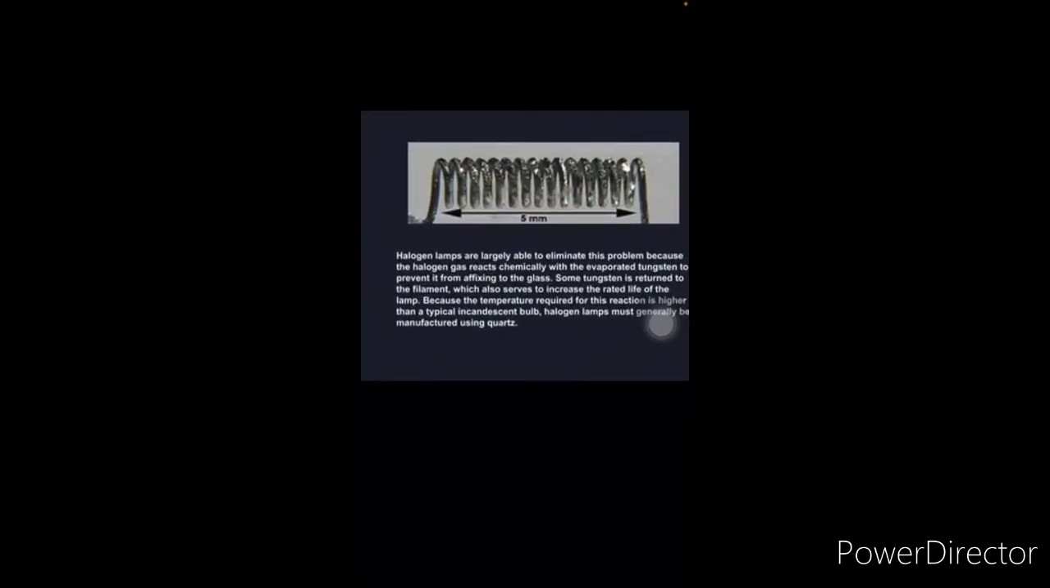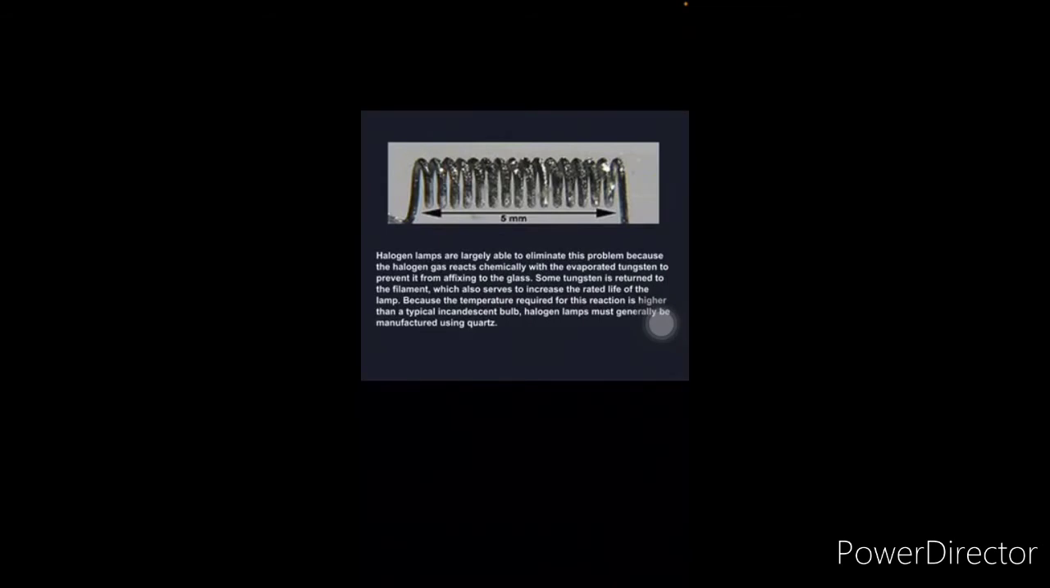Halogen lamps are largely able to eliminate this problem because the halogen gas reacts chemically with the evaporated tungsten to prevent it from affixing to the glass. Some tungsten is returned to the filament, which also serves to increase the rated life of the lamp, because the temperature required for this reaction is higher than in a typical incandescent bulb. Halogen lamps must generally be manufactured using quartz. So these are the steps of the halogen lamp.